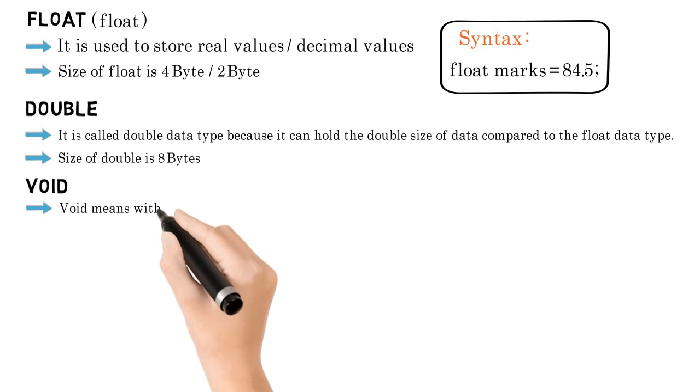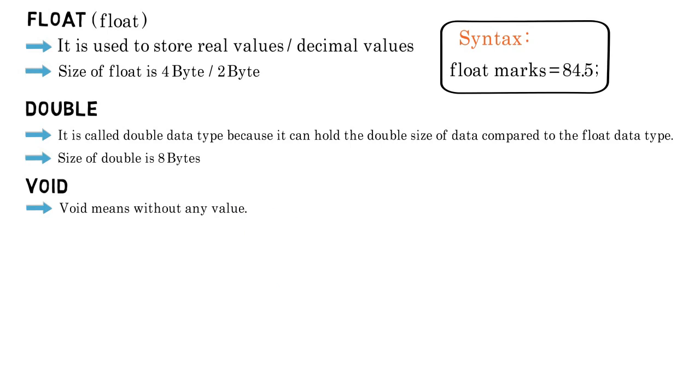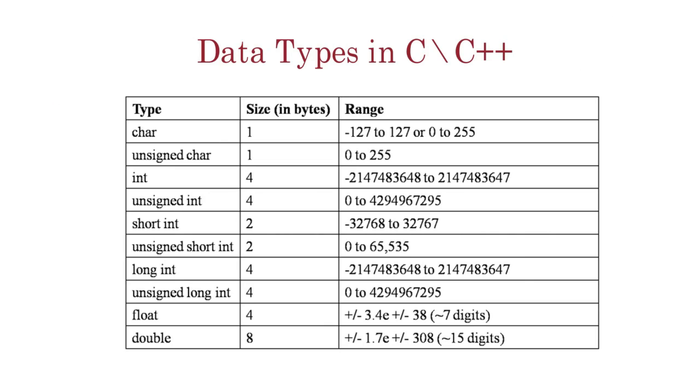Void. Void means without any value. A void data type is used for those type of functions which do not return a value.